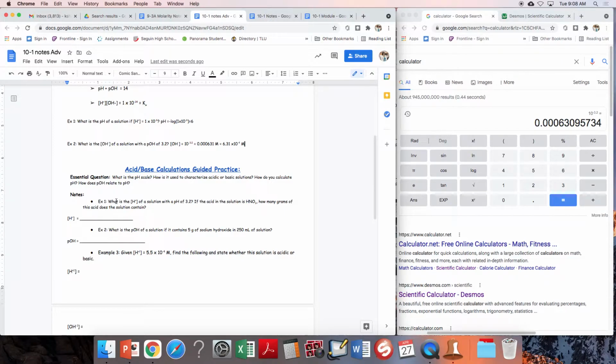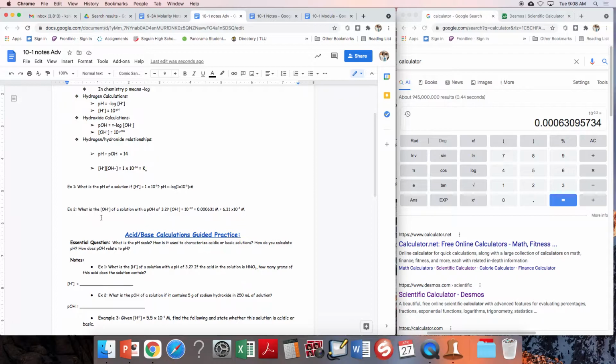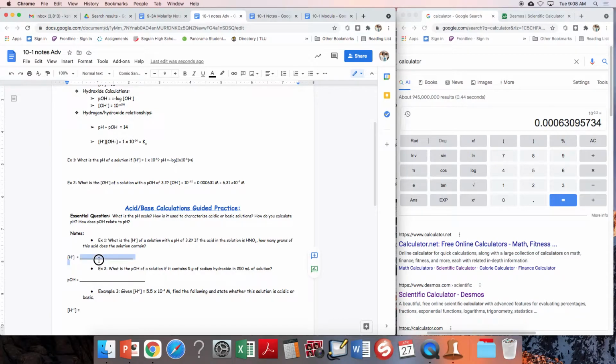This next one, it wants to know what is the H concentration of a solution with a pH of 3.2. Again, if I'm trying to go back to my H, I do 10 to the minus pH. So my H is going to be 10 to the minus 3.2. Hey, that looks suspiciously familiar. We just did 10 to the minus 3.2. So my acid concentration, in this case, is going to be this, because 10 to the minus 3.2 is still 10 to the minus 3.2.